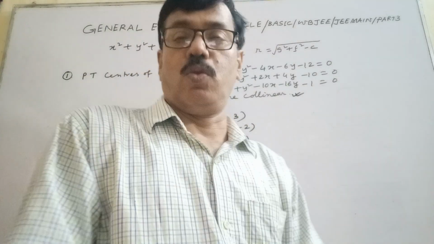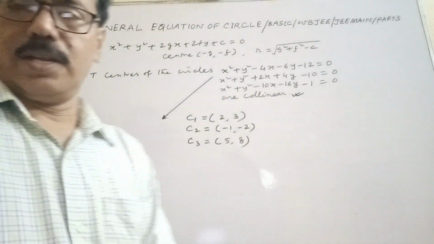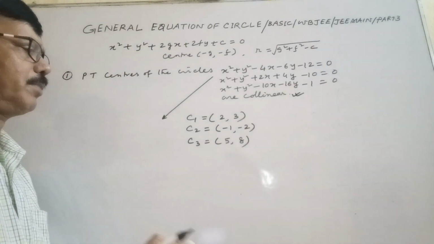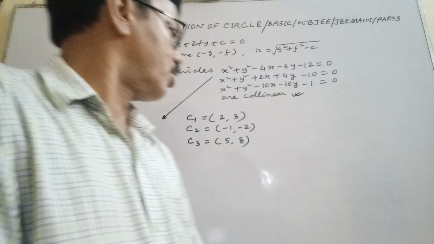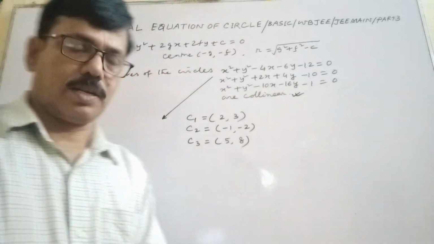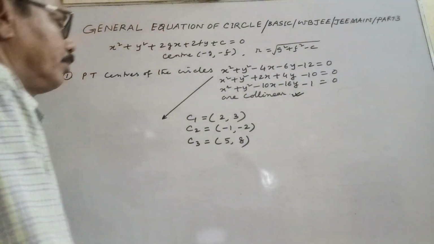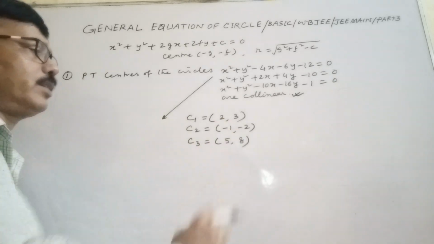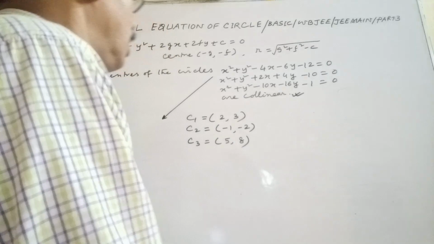Now we have to prove the centers are collinear. You know, you can prove collinearity by different methods: by finding area equals to 0, or by showing slopes are same. Then the equation of the line passing through 2 points, and the third point satisfies it. If it satisfies, then they are collinear.